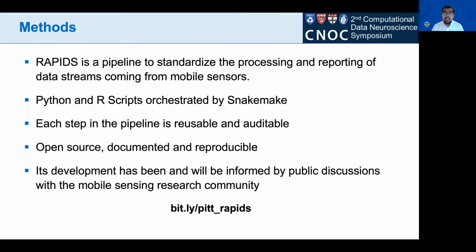I want to highlight that this is a community effort, as Rapids development has been and will be informed by public discussions among members from the mobile sensing research community.